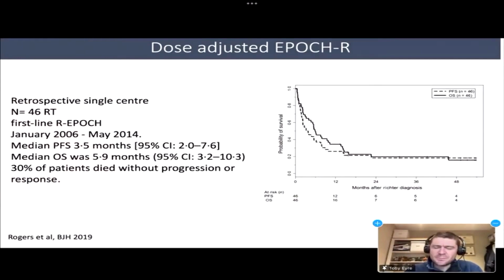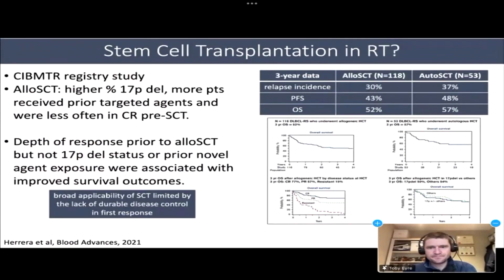What about dose-adjusted EPOCH-R? We know there's some data in double-hit lymphoma, in patients with a MYC rearrangement. Can you improve on outcomes with Richter's? Well, the answer is probably not. Here's some data from the US demonstrating short median progression-free survival, and also a very sobering statistic of 30% of patients actually dying without disease progression or response. So this is really demonstrating some of the toxicities that you see with dose-adjusted EPOCH-R, and it's certainly not my routine practice to deliver this in patients with Richter's.